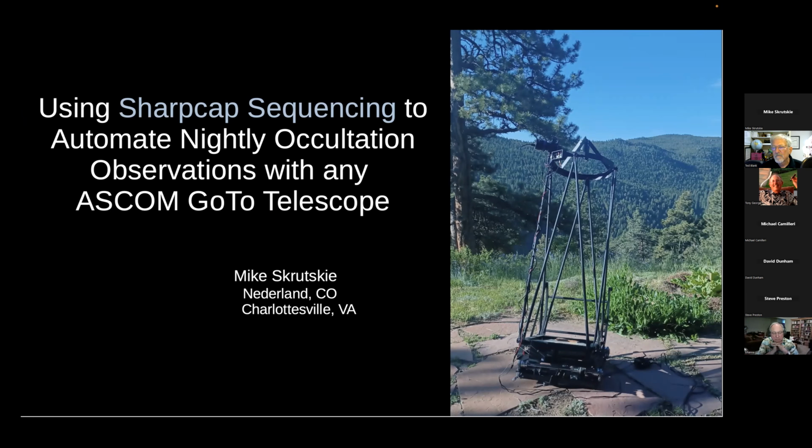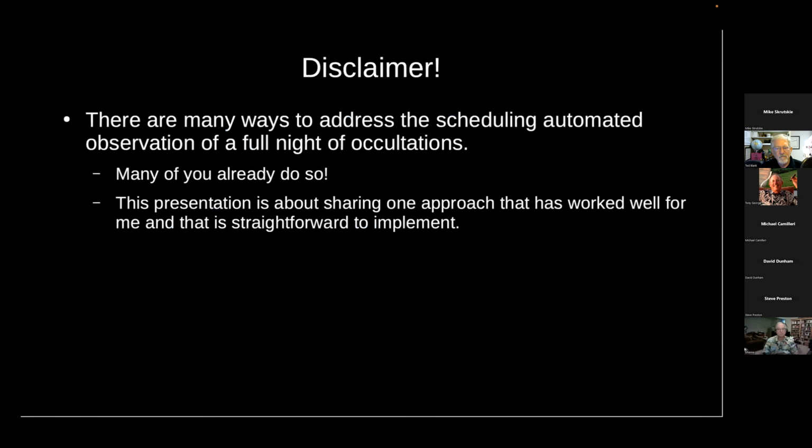So I'm going to start with a disclaimer, which is I know there are plenty of you who are already out there running full night automated occultation observations with very sophisticated systems. And this is just one other path. I did want to talk about it because I found it to be a relatively easy path. So, if it's something that you're interested in getting into and you aren't doing this sort of thing, this is, I think, a great entry point to automating observations.